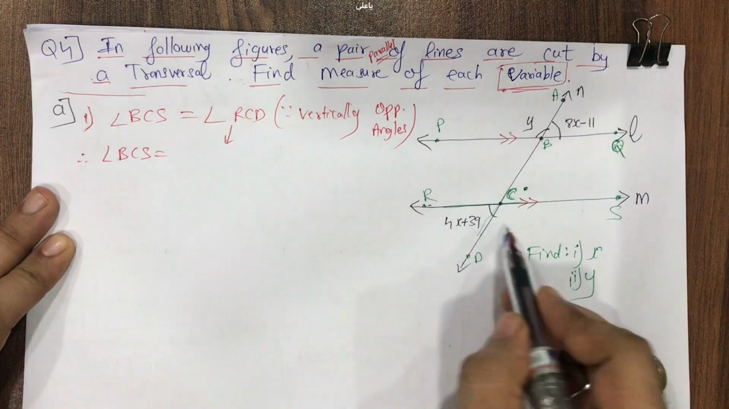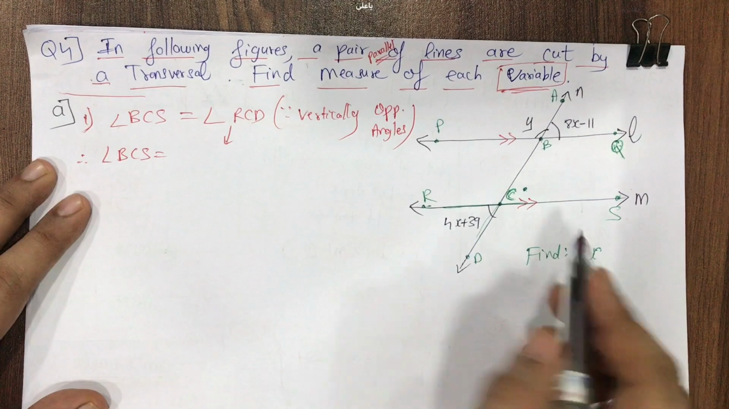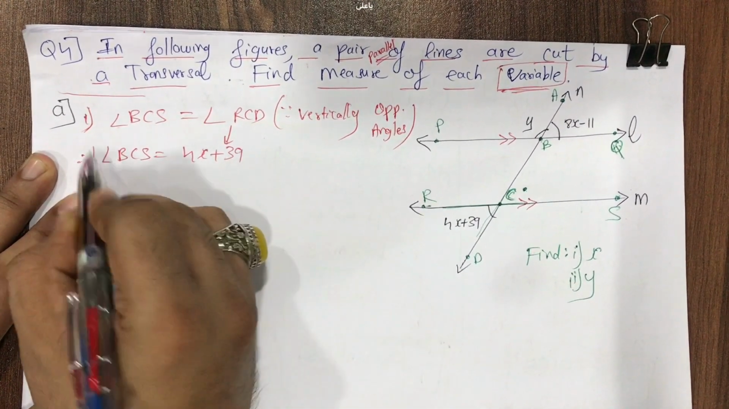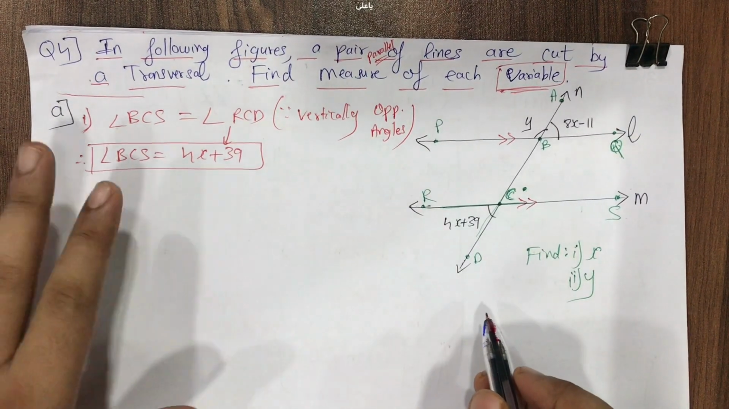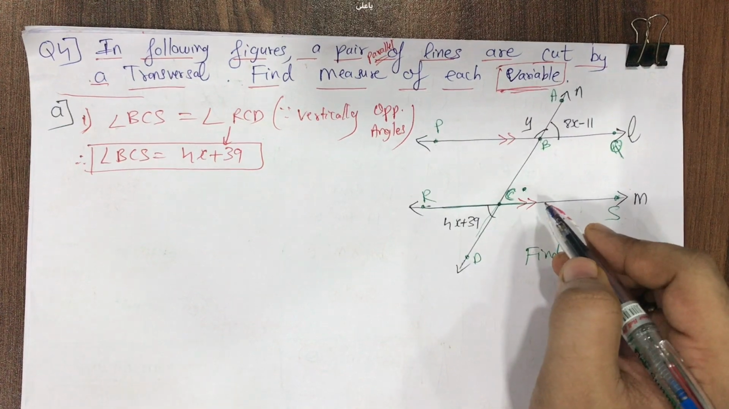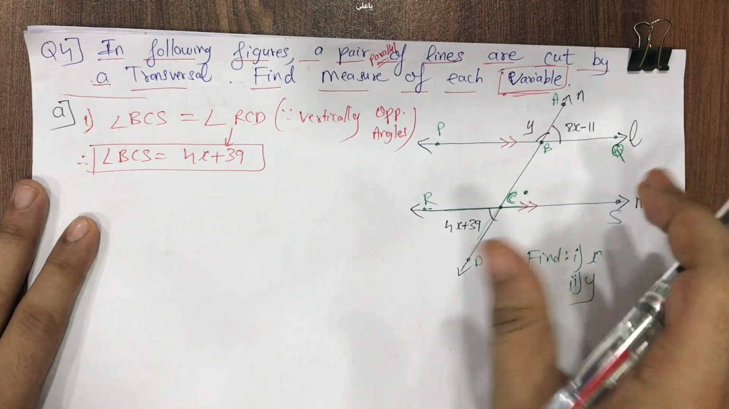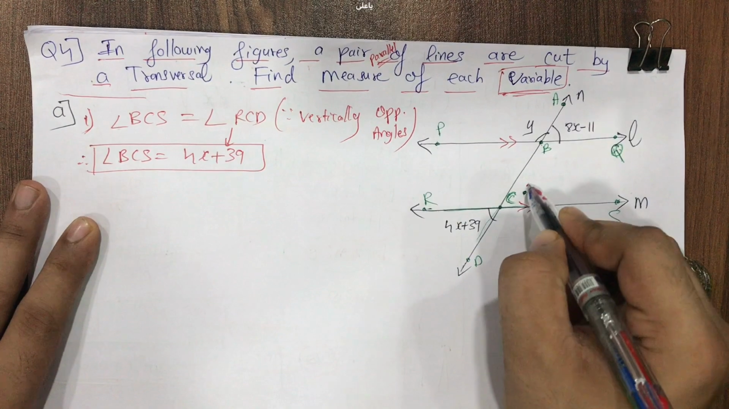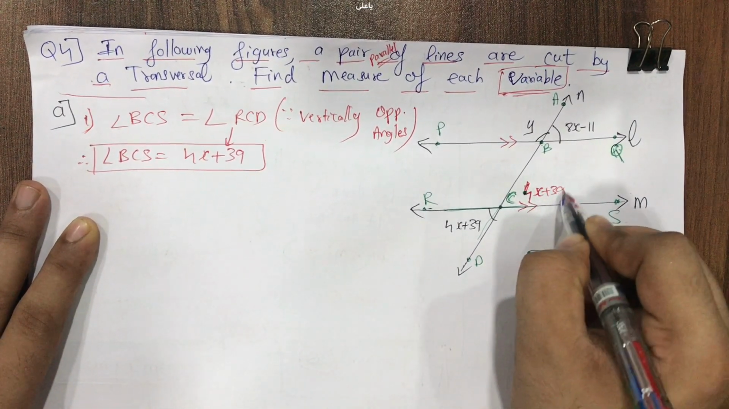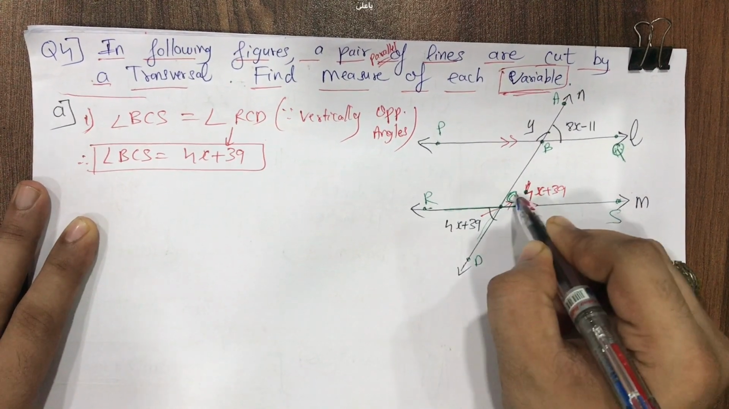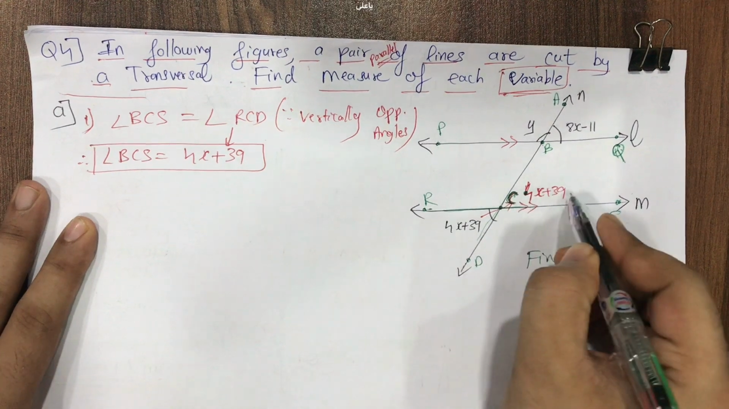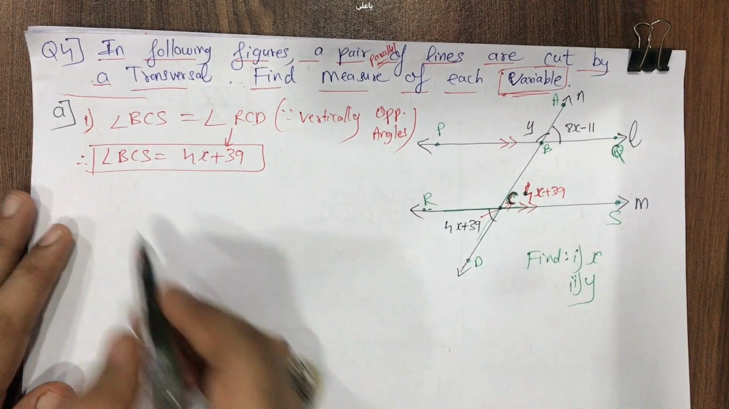So therefore angle BCS is how much? What is the value of angle RCD? It's given as 4x plus 39. So this also becomes 4x plus 39. The moment you get the thing, you have to write it over here. If you forget to write in the diagram, then it has no importance, because by looking at the diagram only we understand what our next step is. So vertically opposite angle, it is 4x plus 39. So angle C is 4x plus 39. This is our first part.